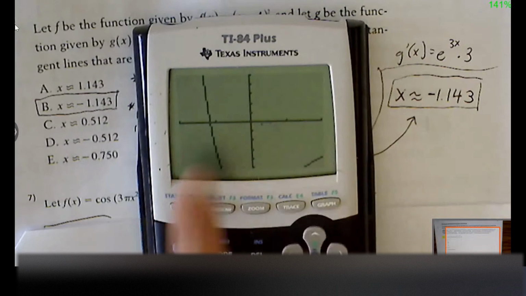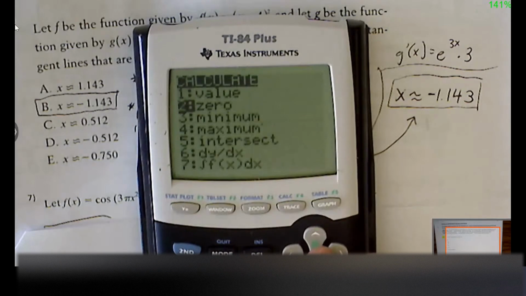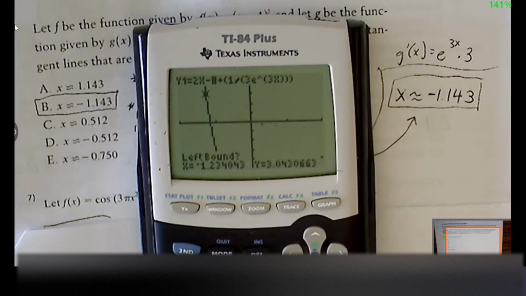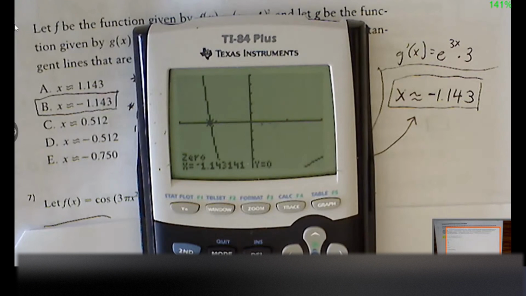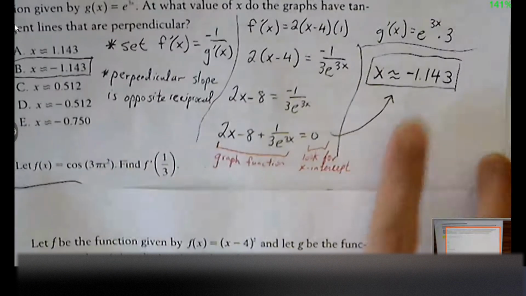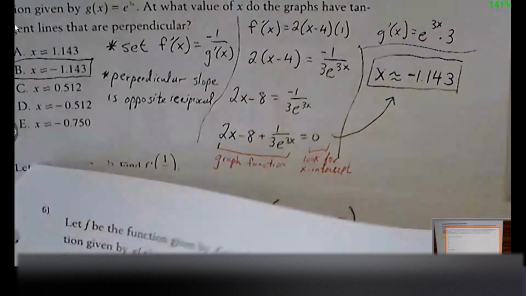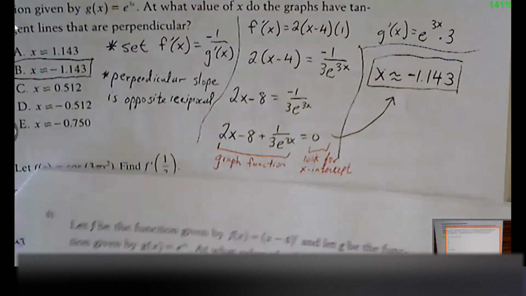Okay, so there's my x-intercept. Second trace, 0. Choose a point to the left of the x-intercept. There. Okay, hit enter. Choose a point on the other side of the x-intercept, hit enter. Negative 1.143.